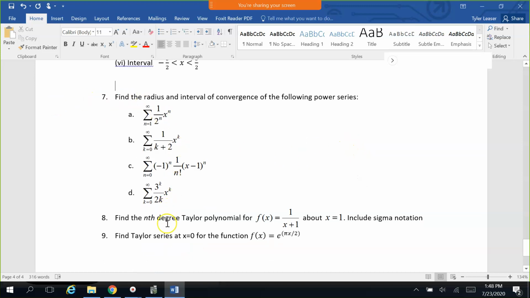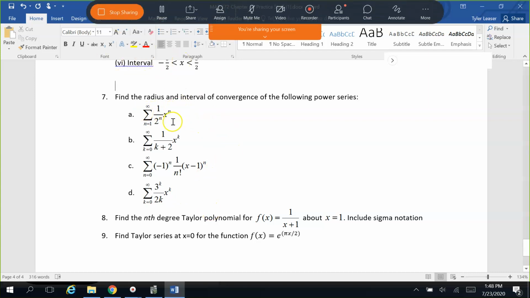Okay, and then the rest of 7, A through D, is just doing the same steps for each of these individual questions. I don't want to do every single one of these because it would get kind of monotonous to do each of them. So maybe let's start with, I don't know, let's just pick one at random. Let's do C, because C looks pretty interesting.